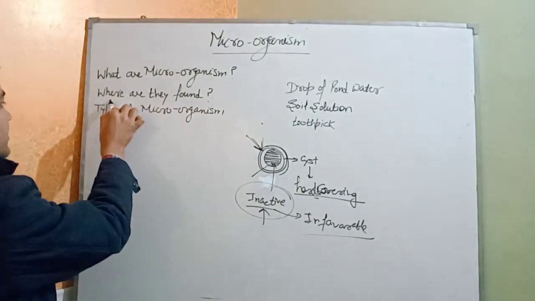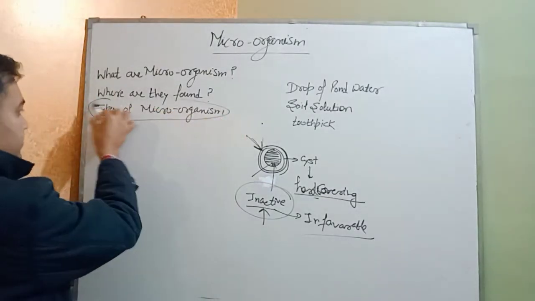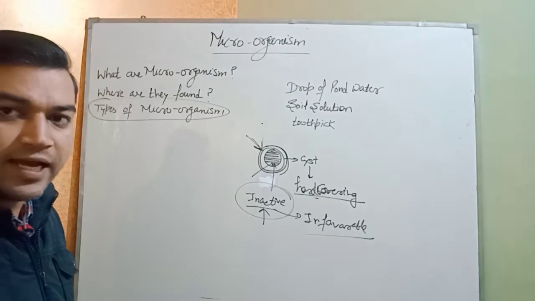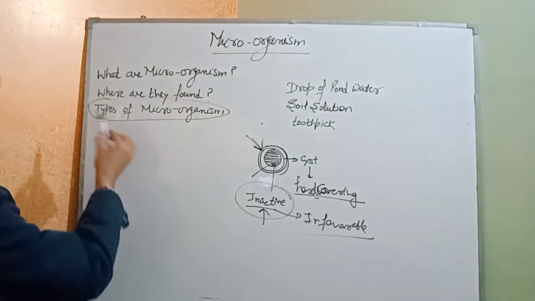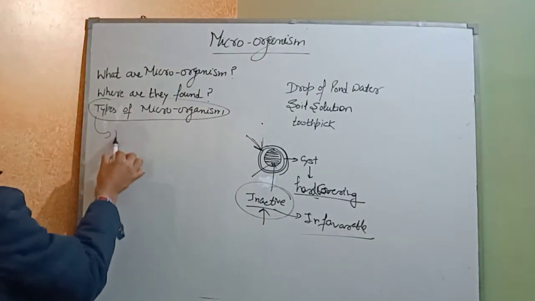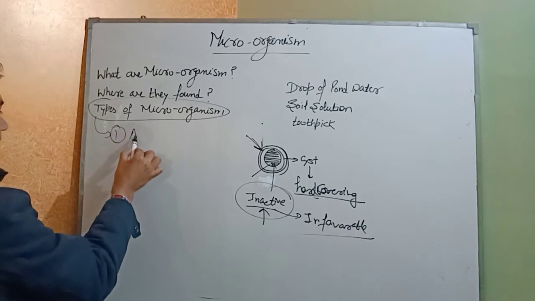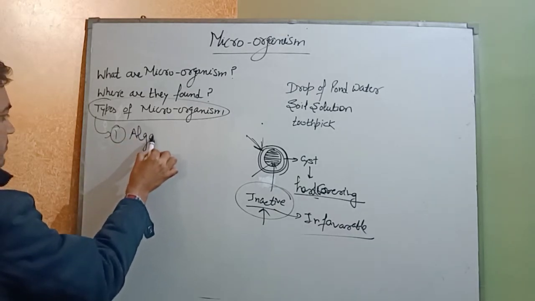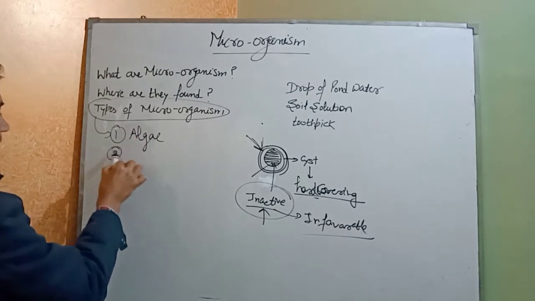Now, what are the types of microorganisms? They are very tiny and we can classify them into types. Number 1, algae, bacteria.